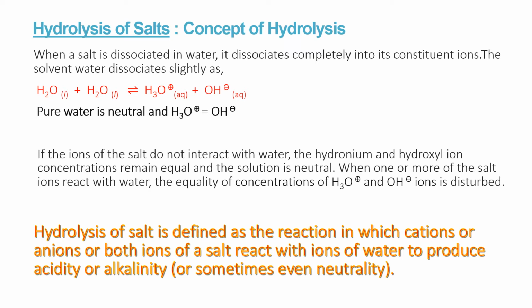What is the definition? Hydrolysis of a salt is defined as the reaction in which the cation or anion or both the ions of a salt react with the ions of water to produce acidity or alkalinity, or sometimes even neutrality. So this is nothing but the hydrolysis of salt, the concept of hydrolysis. In hydrolysis of salt, first we saw the types of salt, second we saw the concept of hydrolysis.